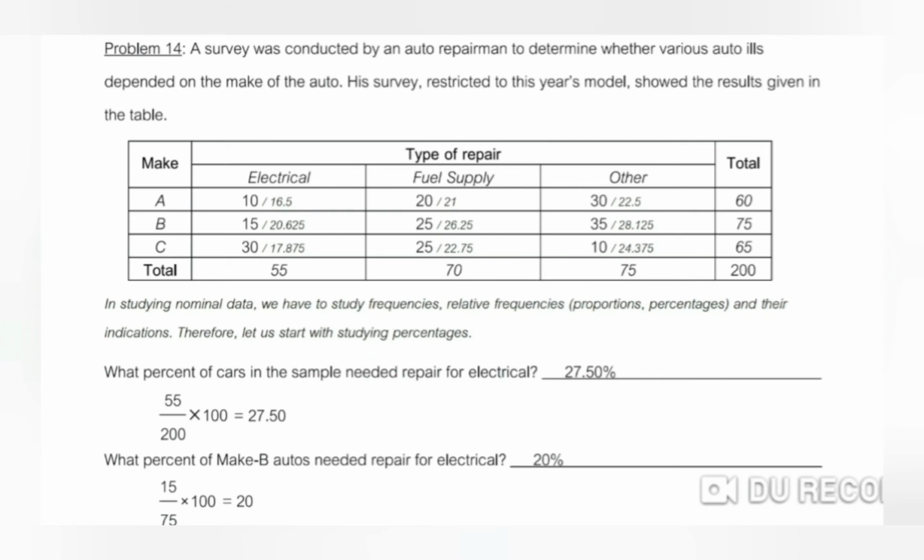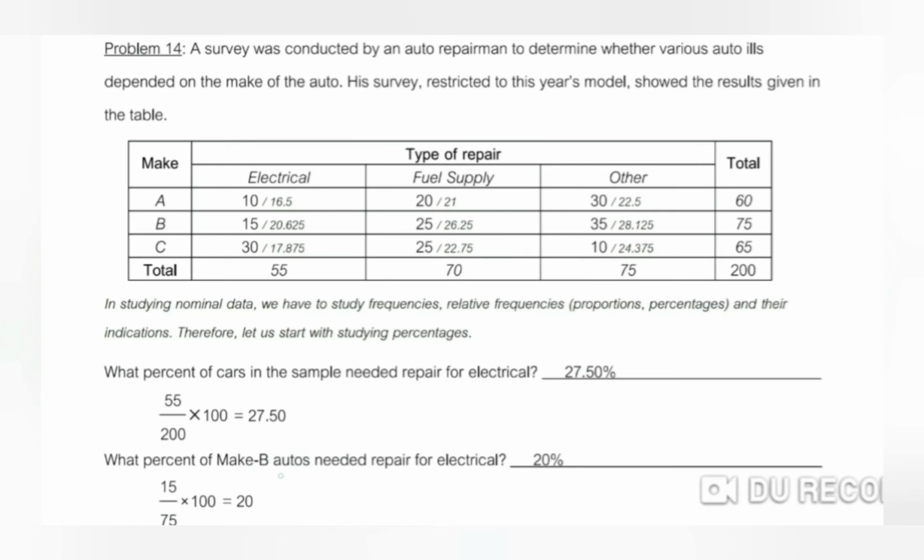Out of 200, what percent are electrical? So electrical 55 from 200. 55 from 200 is what percent? So you divide 55 by 200 and multiply by 100. 27.5%. That means in the autos in his shop, there are 200 autos. Out of them, 27.5% have electrical problem.